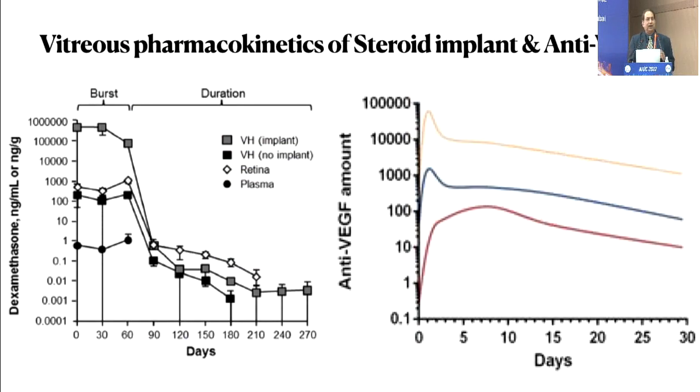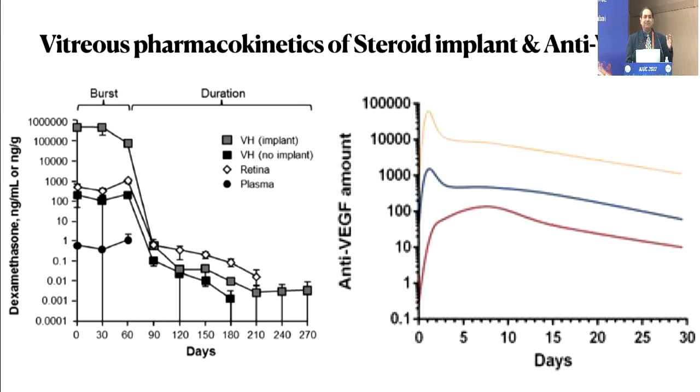Let's look into what happens when we inject steroid versus anti-VEGF, the vitreous pharmacokinetics. You can see there is a big burst. It's nearly 10 to the power 5 to 6 times more dexamethasone molecules the moment you inject. And this burst continues for nearly 60 days. That's what we see clinically, that probably about the third month the response of steroid starts reducing. If you give anti-VEGF, again there is a big burst of anti-VEGF molecules.